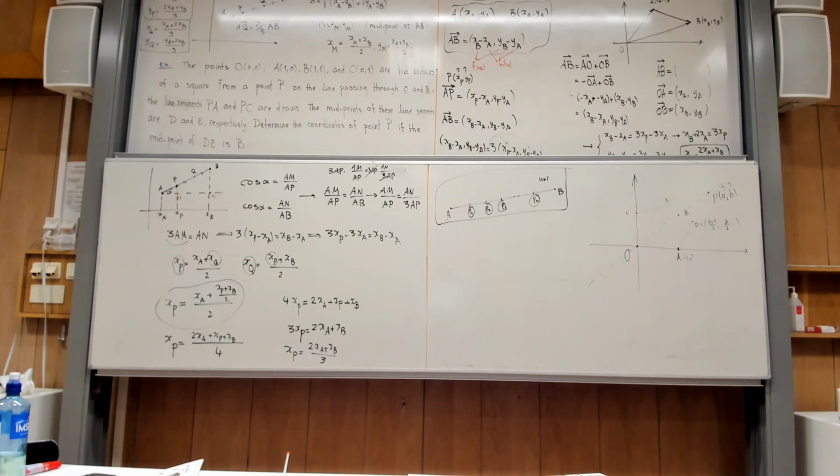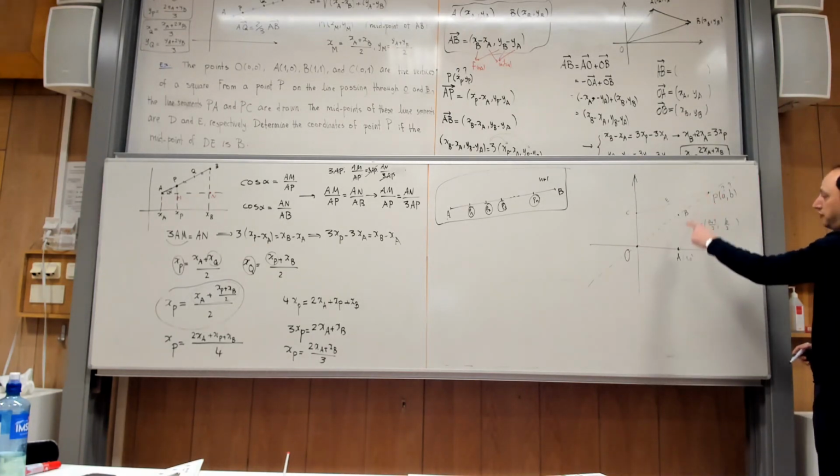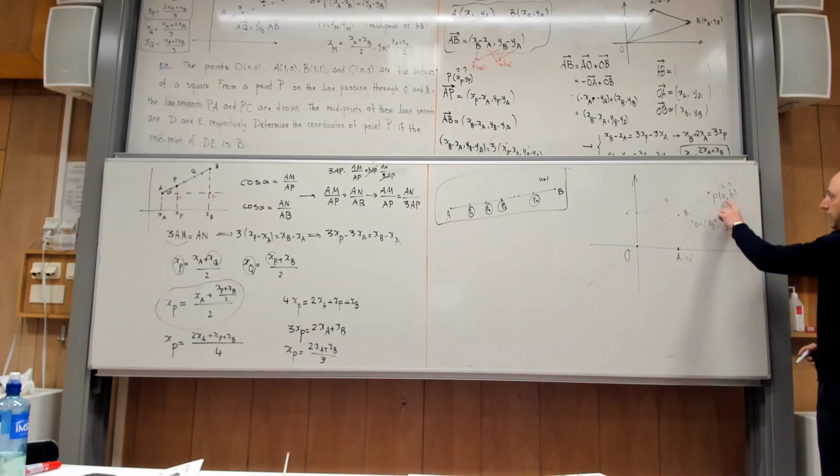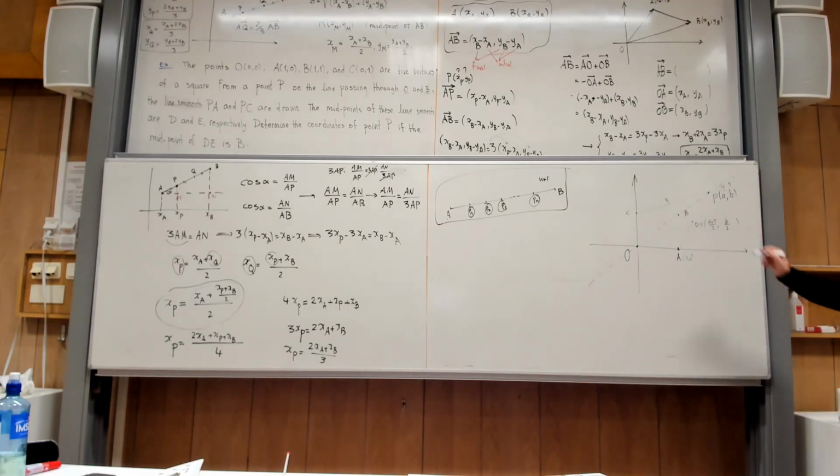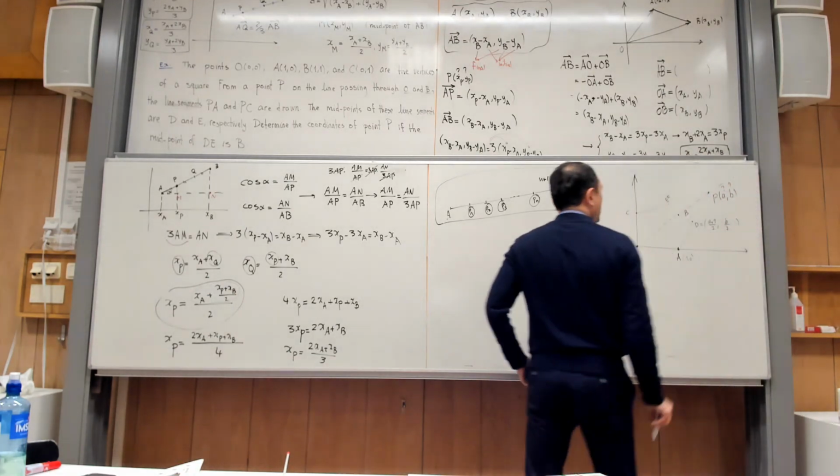Is that understandable? So D is the middle of PA. So I add this coordinate with that and divide by 2. I get the x coordinate of this point. I do the same thing for B. I will get this one. And I can do the same thing here. Okay, can you help me to do that?